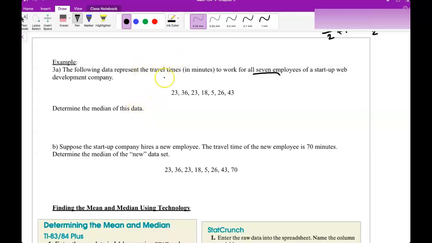Here it didn't say if it is a sample or population, because that doesn't matter. But since we have all 7, maybe we have 7 employees in total. Here it doesn't matter because we're going to work on the median. We're not working on the mean. Okay, finding the median of this data.